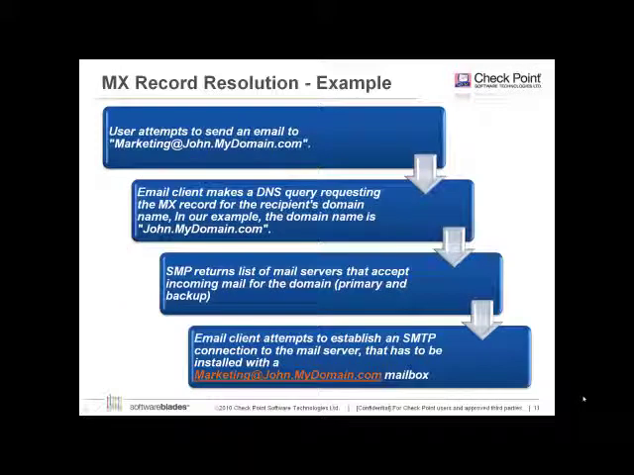A user attempts to send an email to marketing@john.mydomain.com. The email client makes a DNS query requesting the MX record for the recipient's domain name. In our example, the domain name is john.mydomain.com. SMP returns a list of mail servers that accept incoming mail for the domain, primary and backup. The email client attempts to establish an SMTP connection to the mail server that has to be installed with a marketing@john.mydomain.com mailbox.